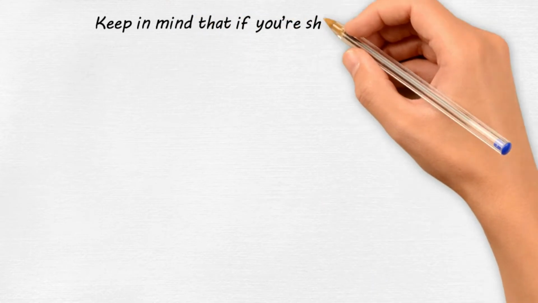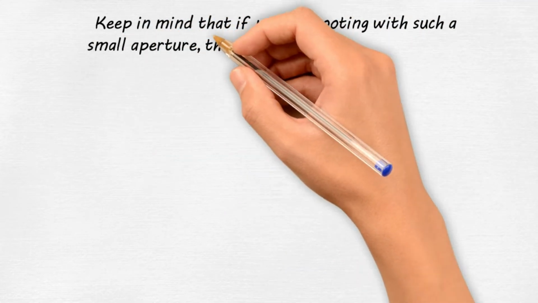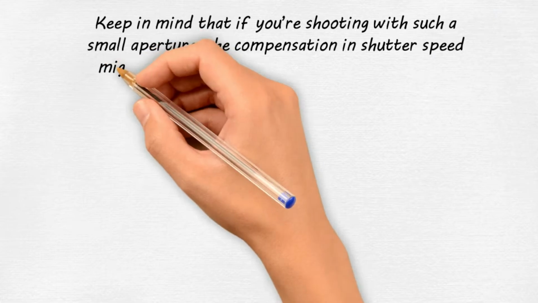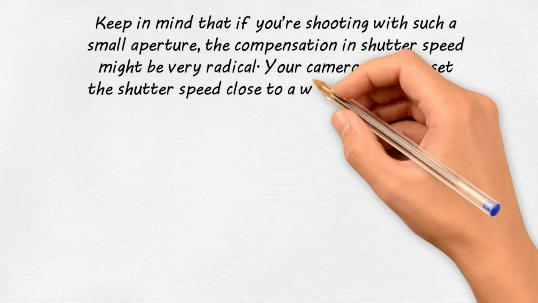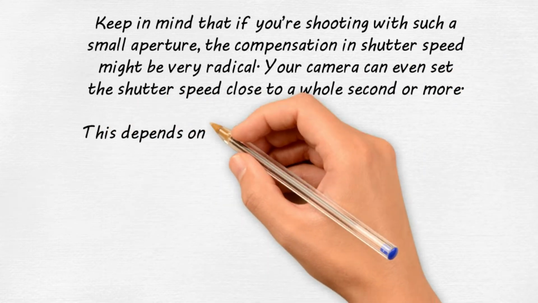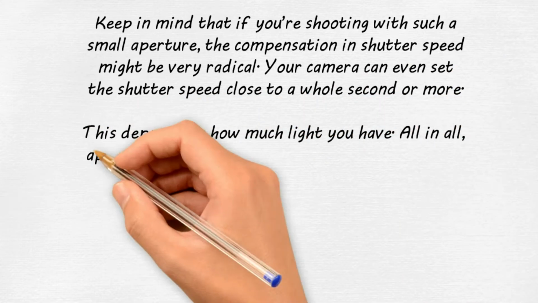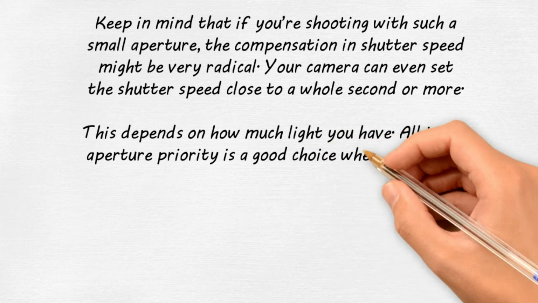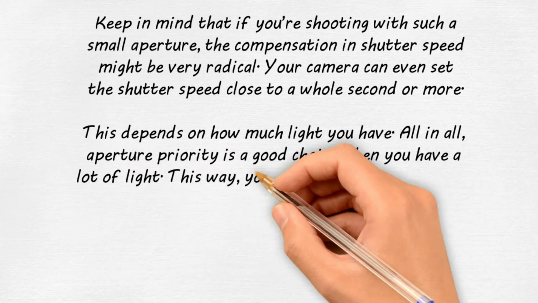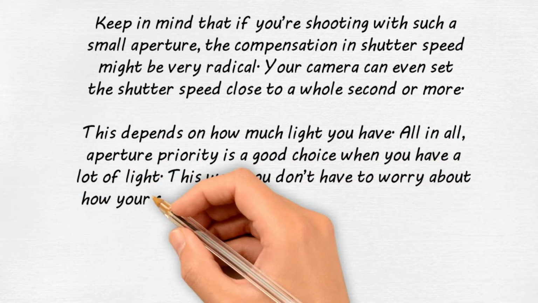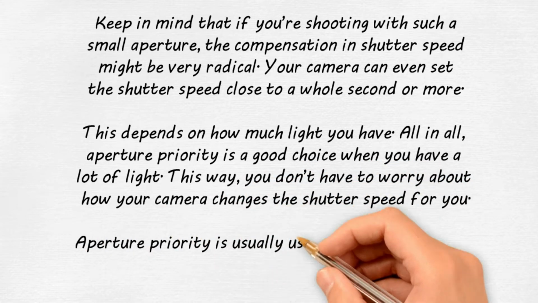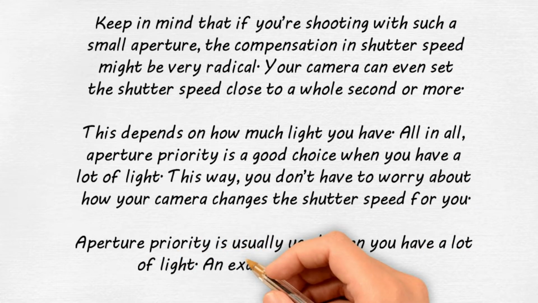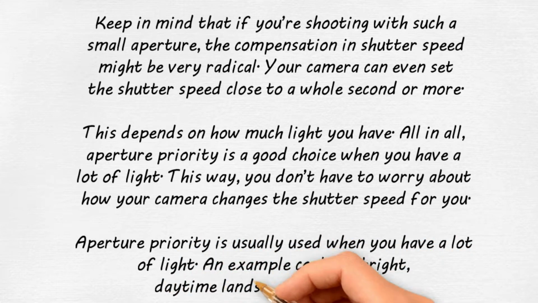Keep in mind that if you're shooting with such a small aperture, the compensation in shutter speed might be very radical. Your camera can even set the shutter speed close to a whole second or more. This depends on how much light you have. All in all, aperture priority is a good choice when you have a lot of light. This way, you don't have to worry about how your camera changes the shutter speed for you. An example could be bright, daytime landscape photography.